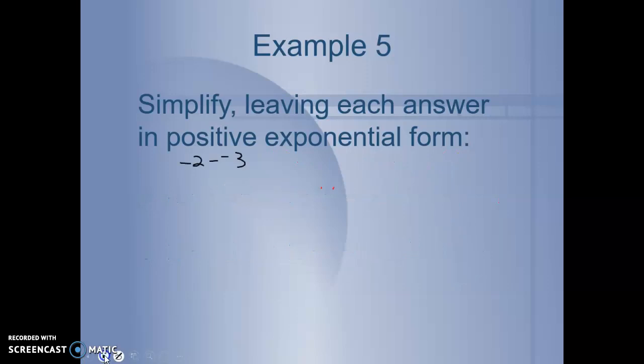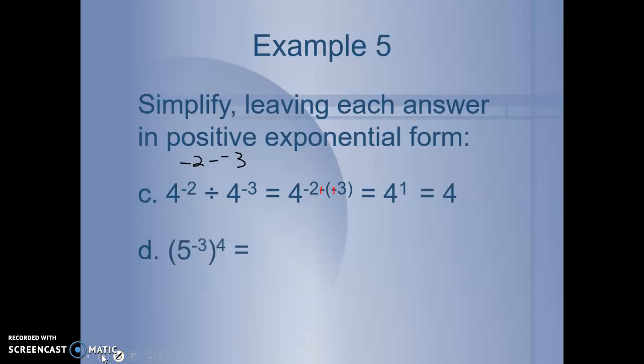Simplify and leave each answer in positive exponential form. 4 to the negative 2 divided by 4 to the negative 3. That's 4 to the negative 2 minus negative 3. And the opposite of negative 3, which leaves us with 4 to the first power, which can be just written as 4. Try this one. 5 to the negative 3 to the fourth power.